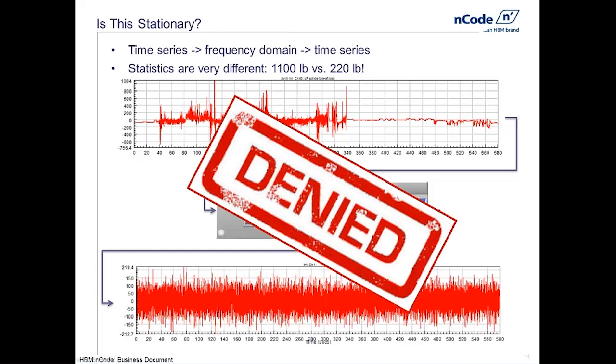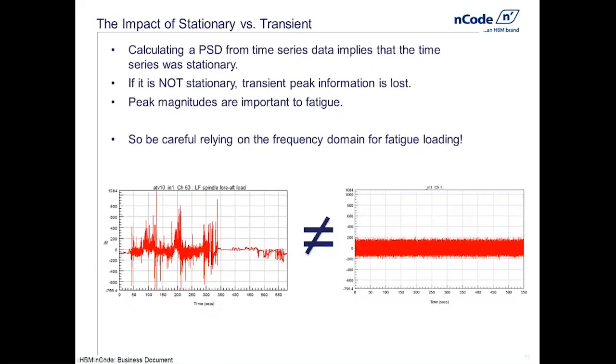So why does this matter to fatigue? Well, step by step here. If we take time series data and convert it into frequency domain, that implies that the time series data was stationary. If the data was not stationary to begin with, that means we lose transient peak data. If we lose transient peaks, then we lose stresses. And if we lose a little bit of stress, we drastically change our fatigue calculation, because stress is an exponential input into fatigue life.